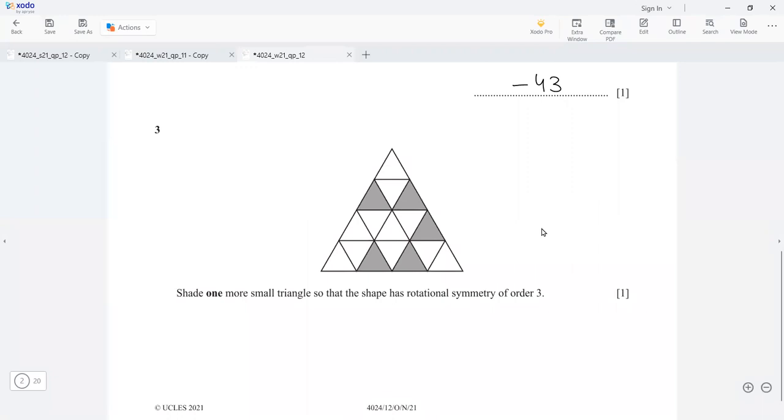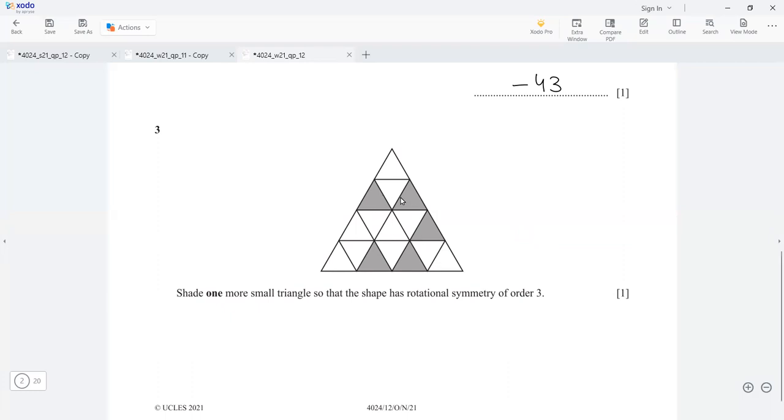In question number 3, there is a triangle. A complete triangle is given, and there are small triangles in that triangle. Some are shaded and some are unshaded. What we have to do is shade one more small triangle so that the shape has a rotational symmetry of order 3. It means if we rotate this 3 times and reach its original position, it must have the same shape as it is.